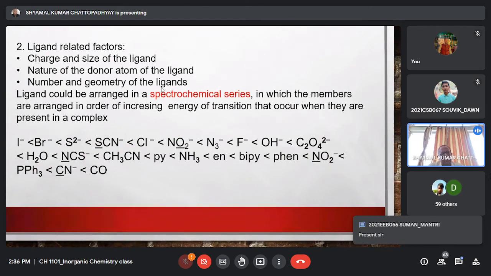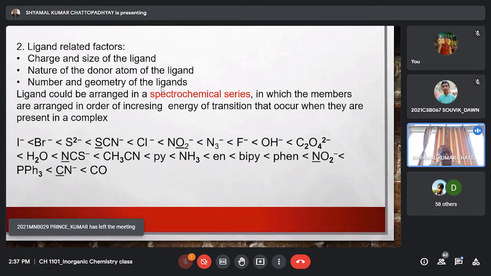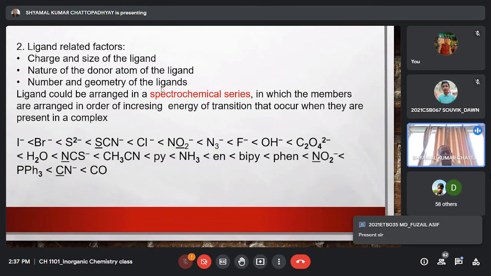Besides, there will also be steric repulsion. In general, with the increase of coordination number, crystal field splitting increases, from 2 to 6. Beyond 6, if you increase the coordination number, the crystal field starts decreasing again, right? And it also depends on the geometry of the ligand.